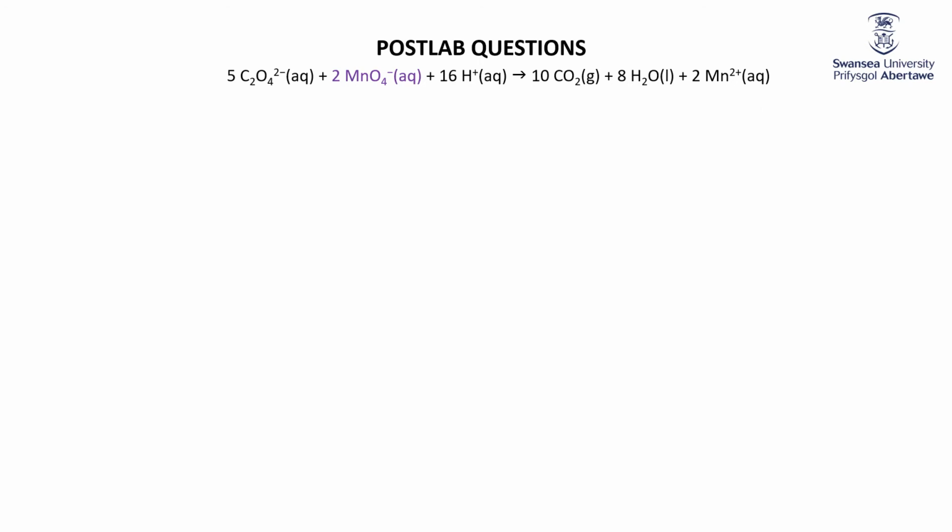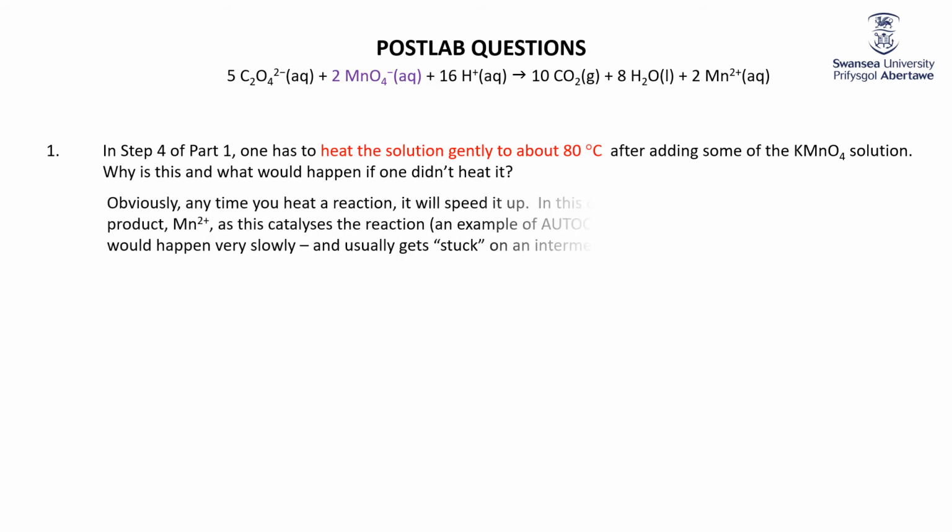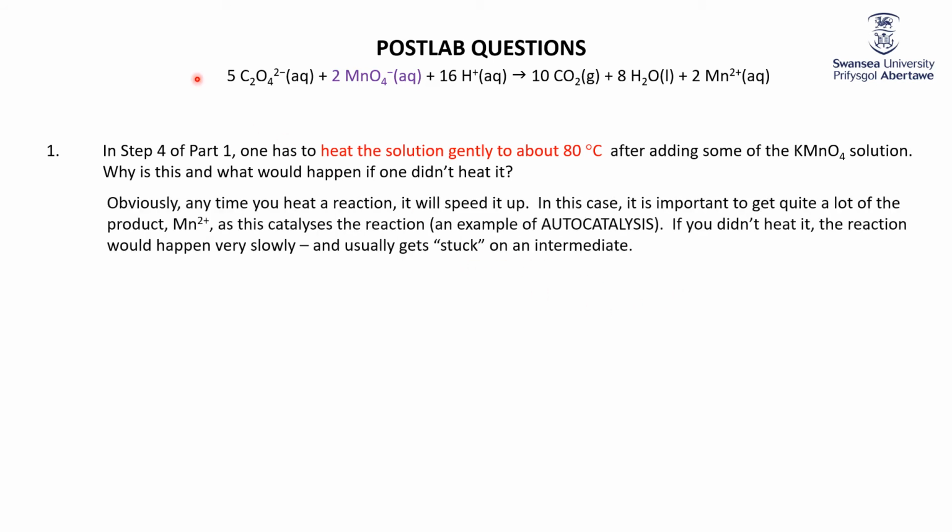So now let's go to the post-lab questions for part 1. Step 4, part 1, we had to heat the solution gently to about 80 degrees after adding some of the permanganate. Why is this, and what would happen if we didn't heat it? Well, obviously, any time you heat a reaction, it's going to speed it up. Okay. Now, why do you want this one sped up? Well, the reason is that on its own, this is not the fastest of reactions.